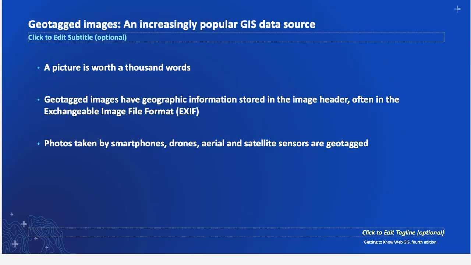And geotagged images are an increasingly popular GIS data source. GIS data can have various types of attachments, including photos, videos, audio, PDF reports, and PowerPoint presentations. But out of all of these, photos and videos are the most common. So a picture is worth 1,000 words. Geotagged images have geographic information stored in the image header, often in the exchangeable image file format. And photos taken by smartphones, drones, aerial, and satellite sensors are geotagged.